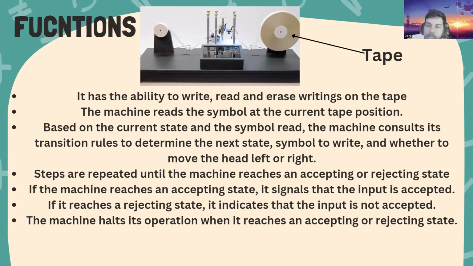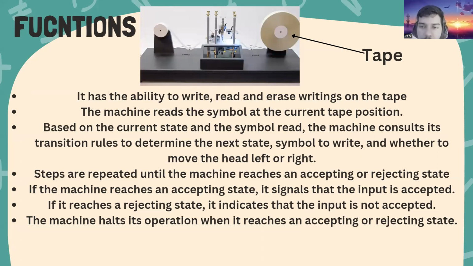Then the steps are repeated until the machine reaches an accepting or rejecting state. If the machine reaches an accepting state, it signals that the input is accepted. If it reaches a rejecting state, it indicates that the input is not accepted. The machine halts its operation when it reaches an accepting or rejecting state.